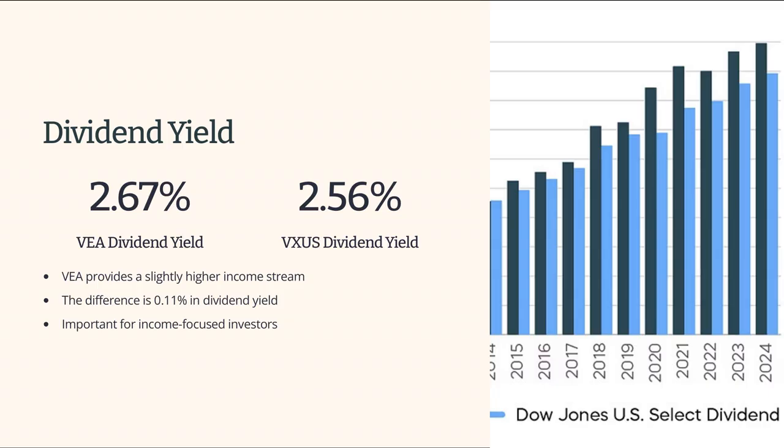In terms of sector allocation, both funds have a similar allocation, with financials, industrials, and consumer discretionary being the top three sectors. However, VEA has a slightly higher allocation to financials, while VXUS has a higher allocation to consumer discretionary.